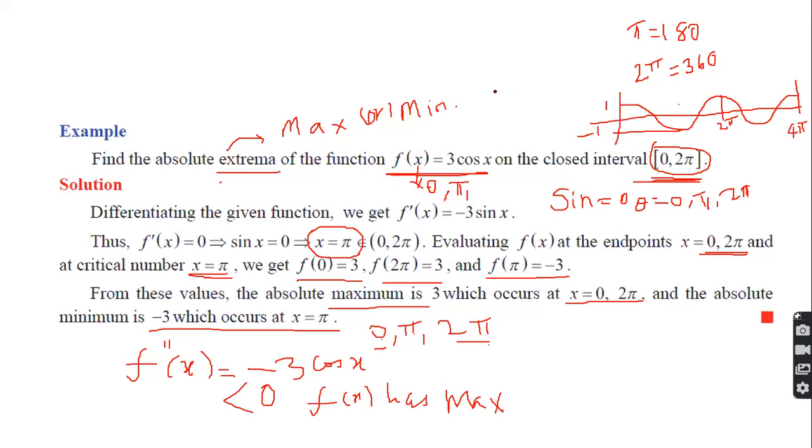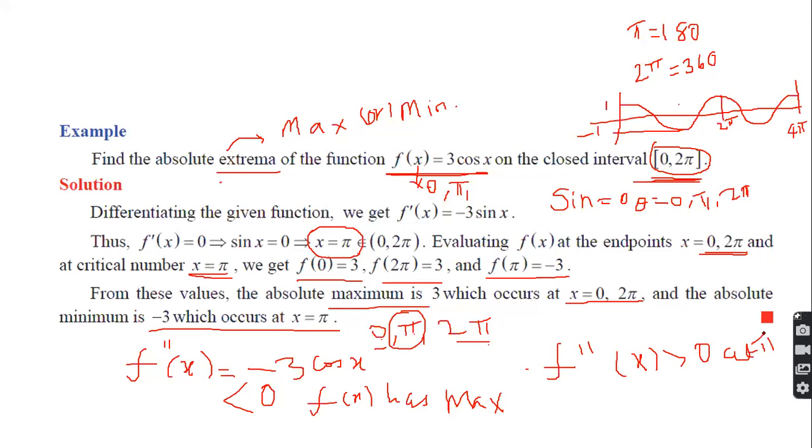When you substitute x equal to pi here, then f double dash of x is plus 3, because cos pi value is minus 1. Already minus 3 is there. Minus 3 times minus 1 is plus 3. And then f double dash of x is greater than 0 at the point pi.